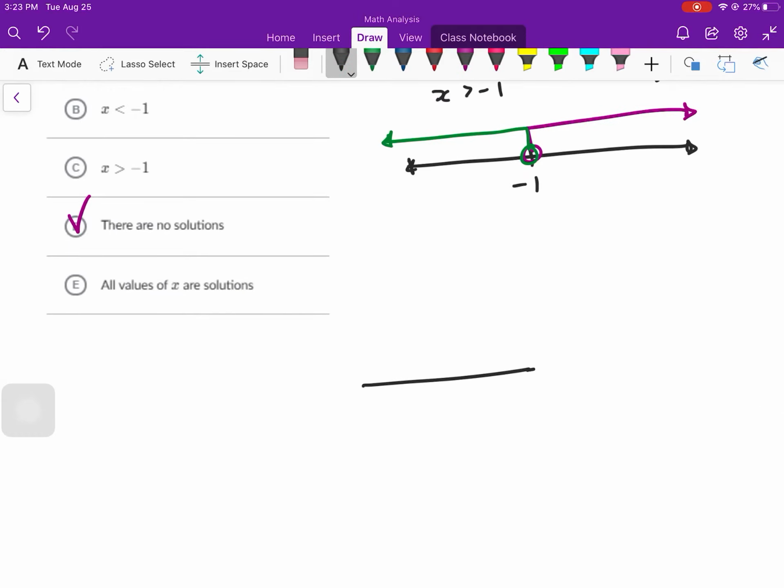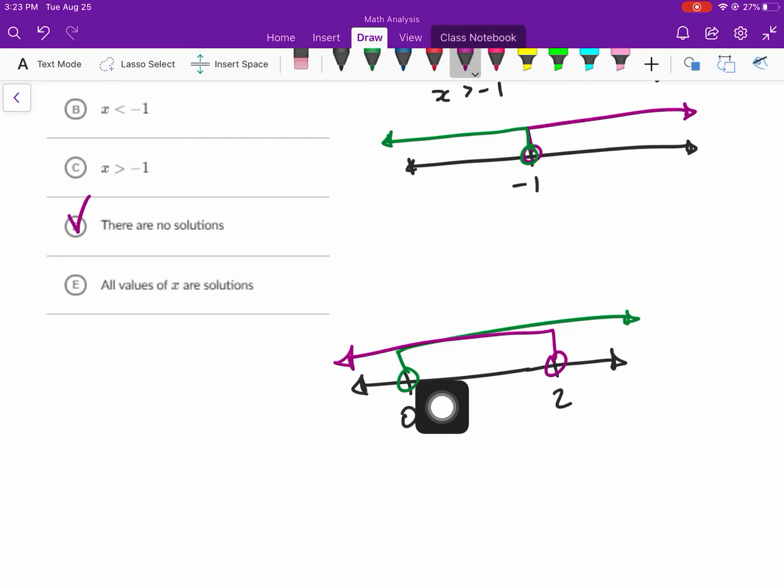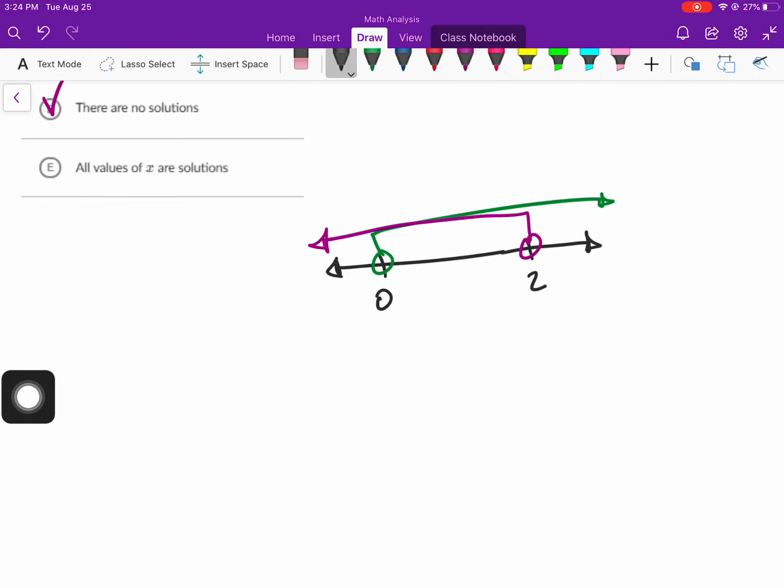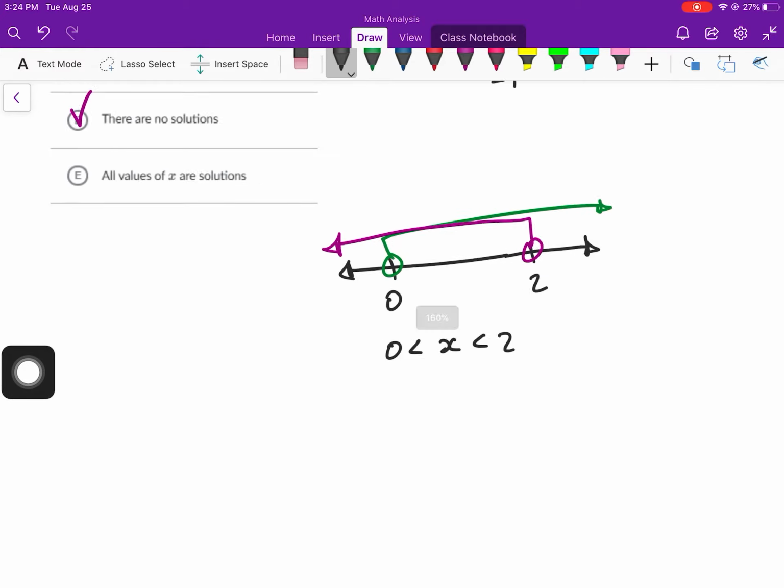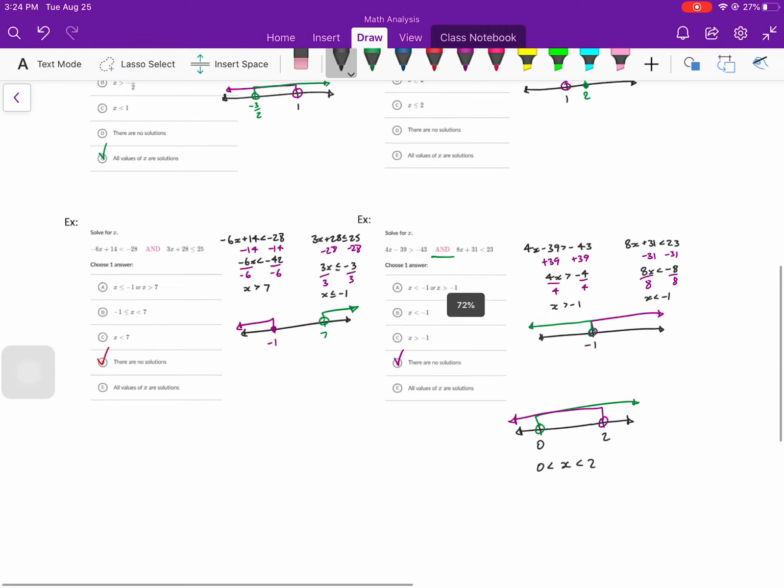By the way, if you graph it and it's and, let's just say you end up in this situation with and, then the numbers in between would be your answer. So like 1 would be in this region and it would be in the green region. So it would satisfy both the purple and the green in this case. And your answer would look like this if you run into it. And you just gotta be careful if it's open or closed at 0, open or closed at 2. But that's what that would look like.